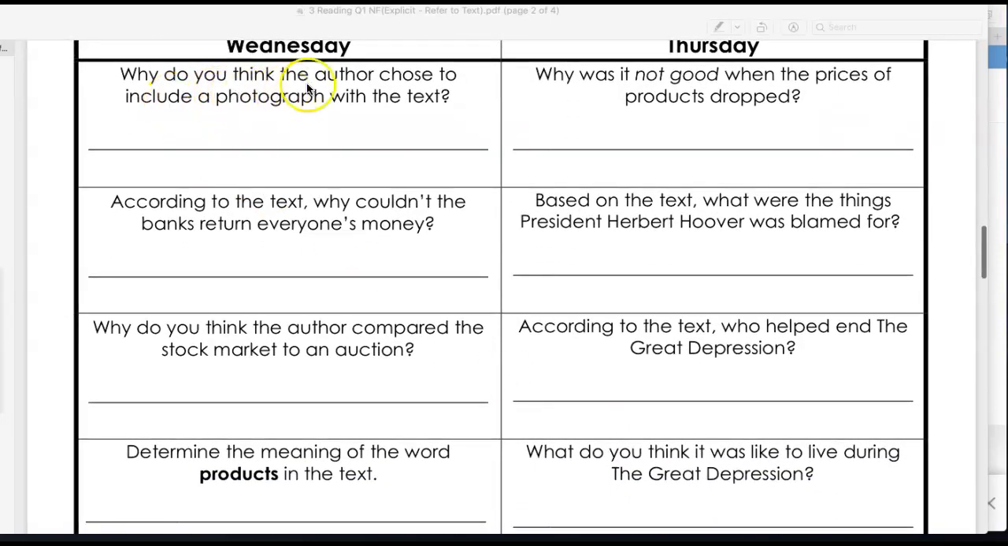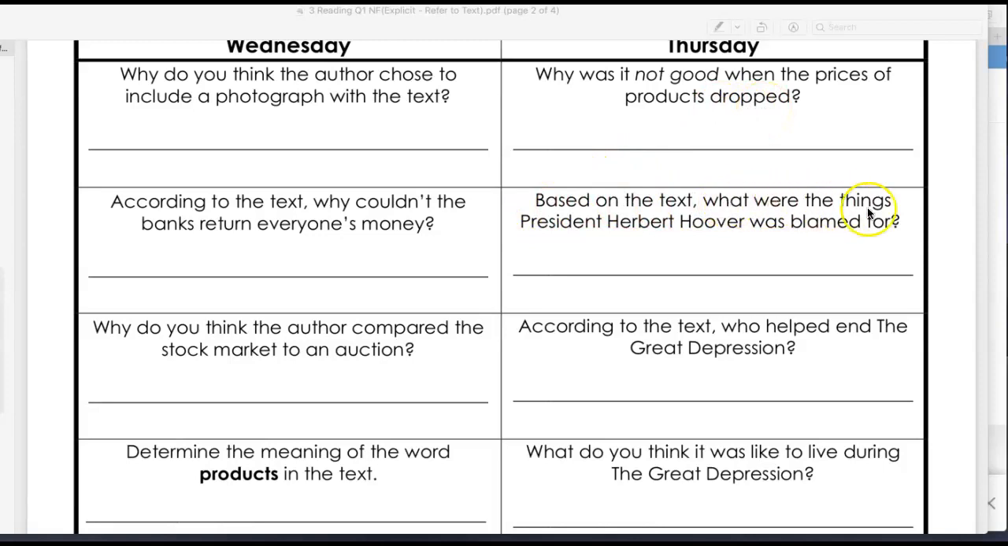Why do you think the author chose to include a photograph with the text? According to the text, why couldn't the banks return everyone's money? Why do you think the author compared the stock market to an auction? Determine the meaning of the word products in the text. Why was it not good when the prices of products dropped?